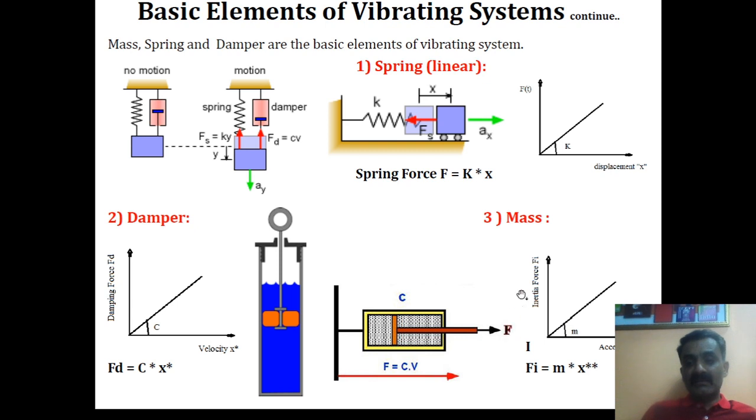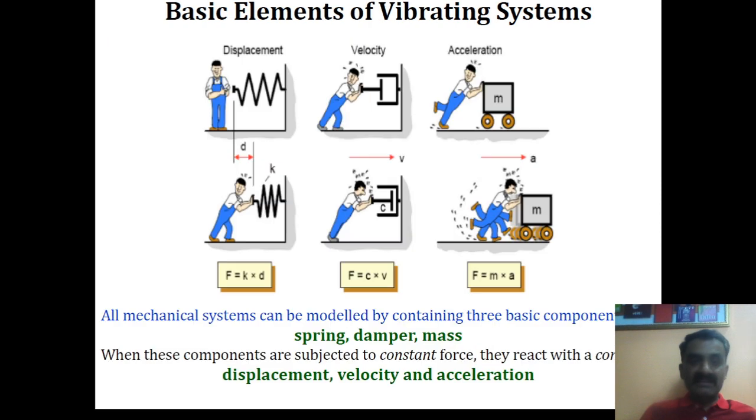And the mass, if you see, this is the inertia force, this is the acceleration, and the inertia force is given by the equation m x double dot. X double dot is the acceleration. Here it is shown pictorially. This is the displacement given to the spring by applying the spring force. The velocity is nothing but the damper, so that coefficient is C. And acceleration is nothing but the inertia force.